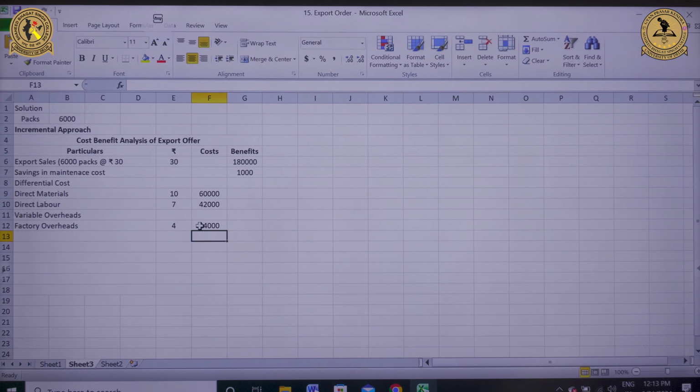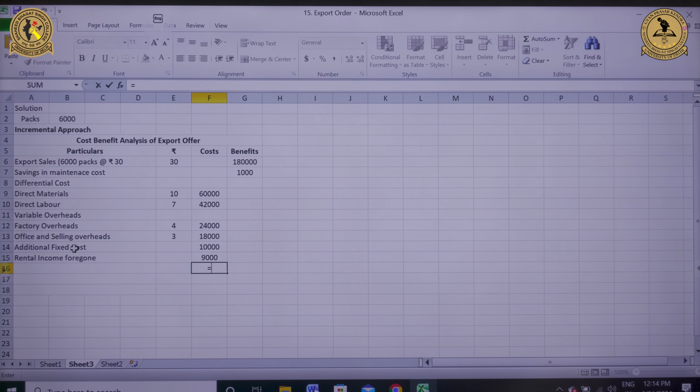The benefit of this function is I do not need to type this Excel function again and again in the next succeeding element. The next succeeding element is office and selling overheads. It is 3 rupees. Again, let me drag it. It comes out to be 18,000. Now the additional fixed cost. The additional fixed cost is 10,000. We also need to consider the opportunity cost, so rental income foregone. It is 9,000 in this case.